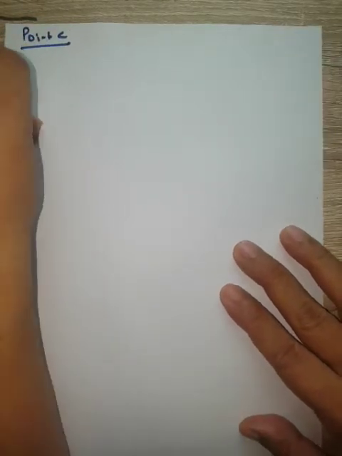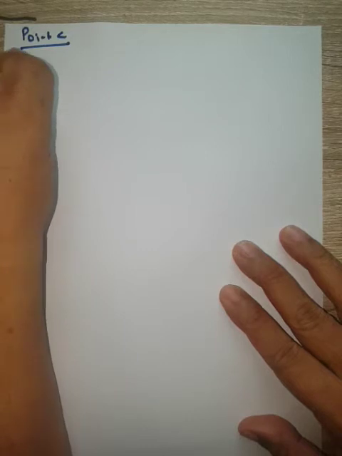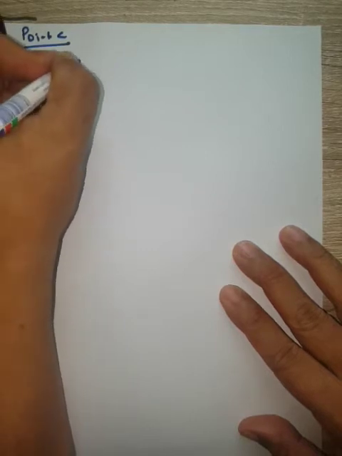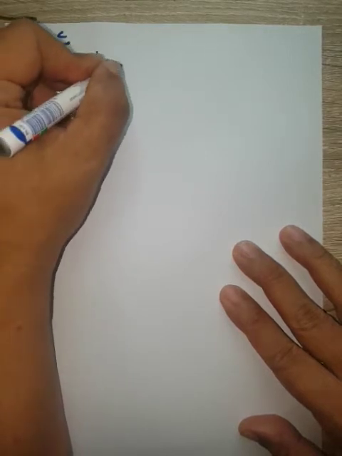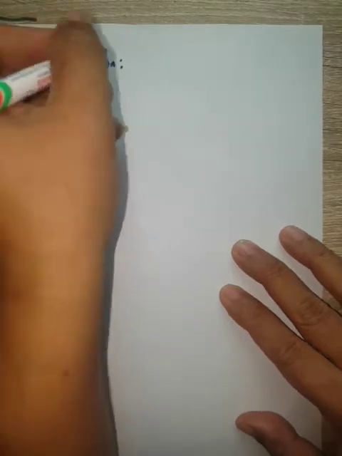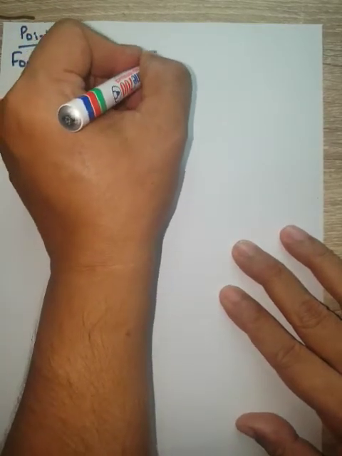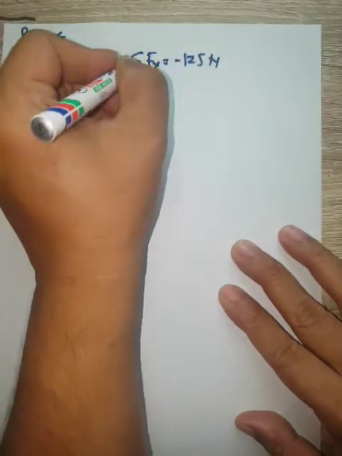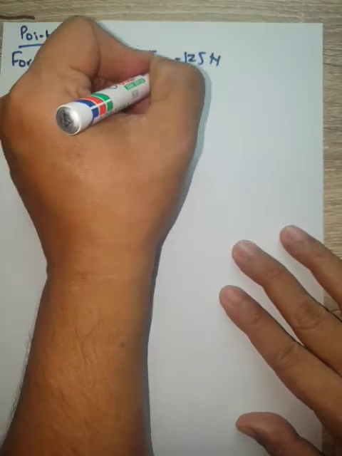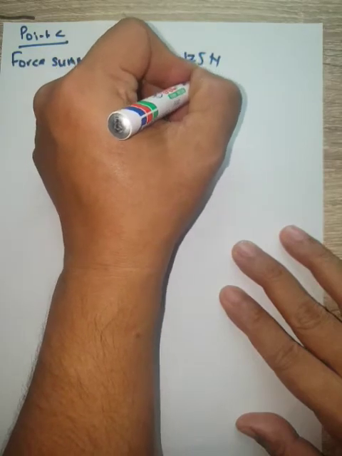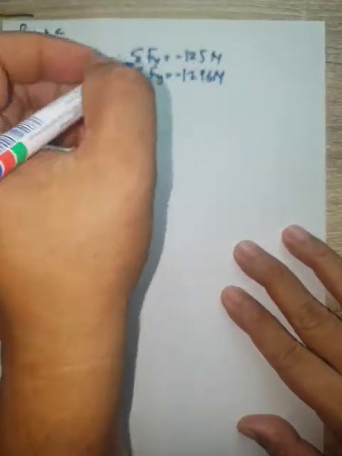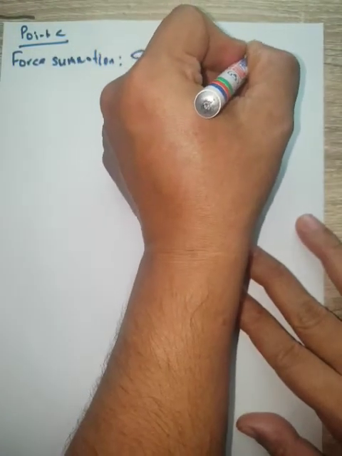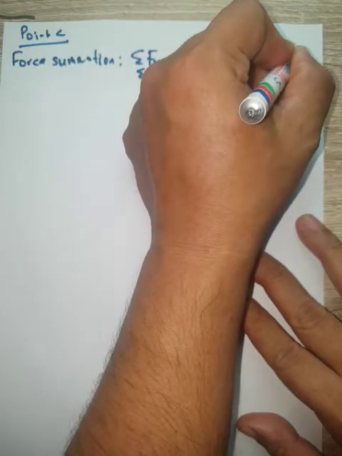Okay, similar to the previous one, we have force summation. The total of Fx is equal to 1125 Newton, the total of Fy is equal to -1296 Newton, and we get the Fr is 1302 Newton.